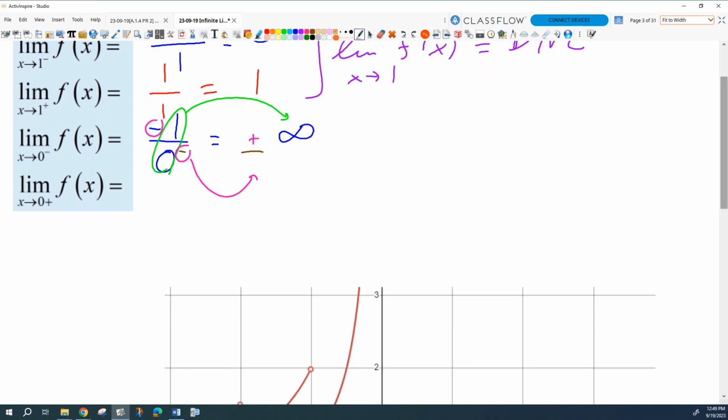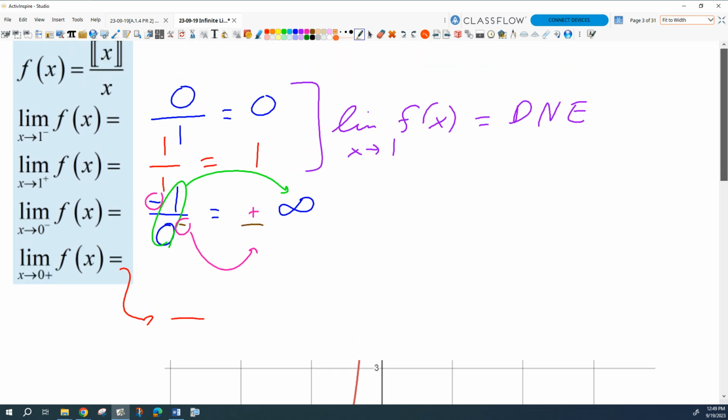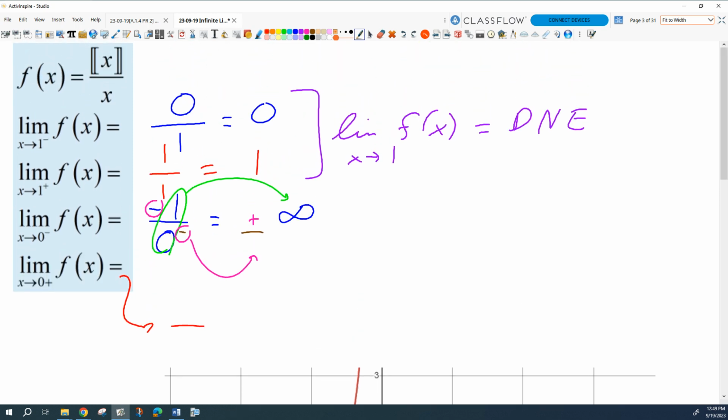All right, how about this last one here? Let's look at this guy. So as we're approaching 0 from the right, what is the greatest integer function on the top going to be? It's going to be 0, isn't it? Okay, it's going to be 0. How about on the bottom? 0 from the right. Okay, so it's a 0 plus. Now, what in the world is that equal to? Is that indeterminate? Seems like it, doesn't it?